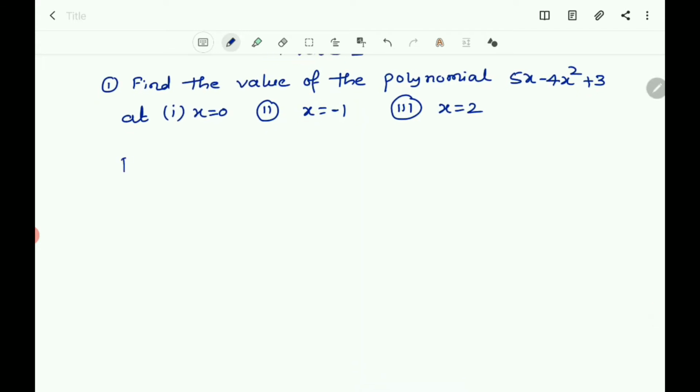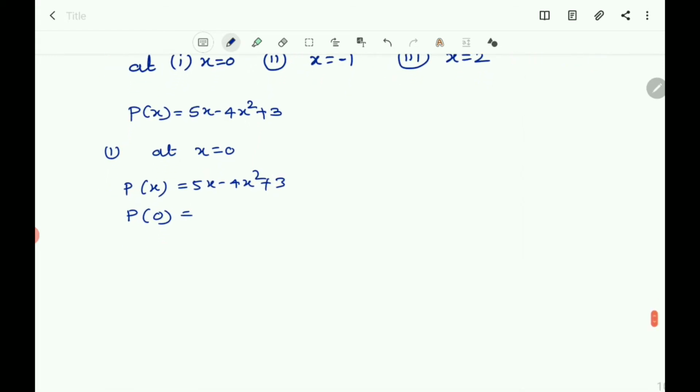Let us take p of x equals 5x minus 4x square plus 3. Then here the first one is at x equals 0. That is p of x equals 5x minus 4x square plus 3. We have to find p of 0. In the place of x, we have to put 0 here.